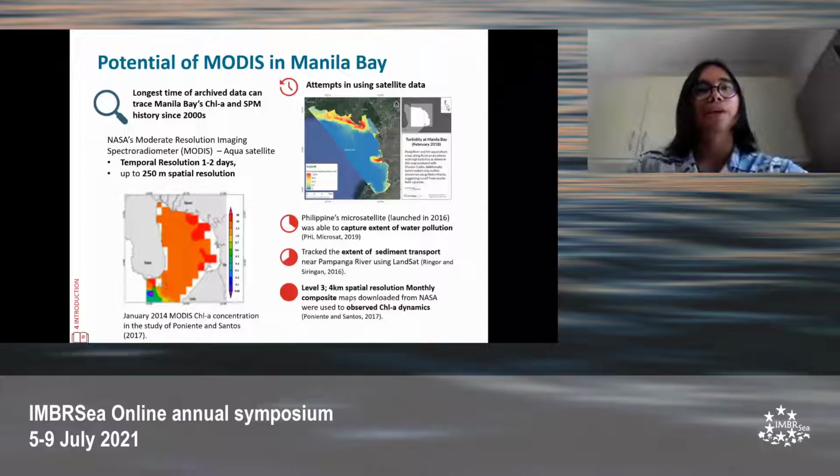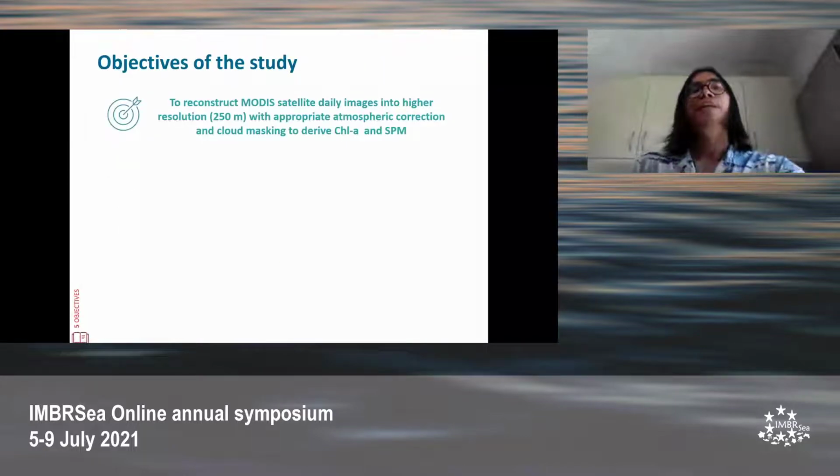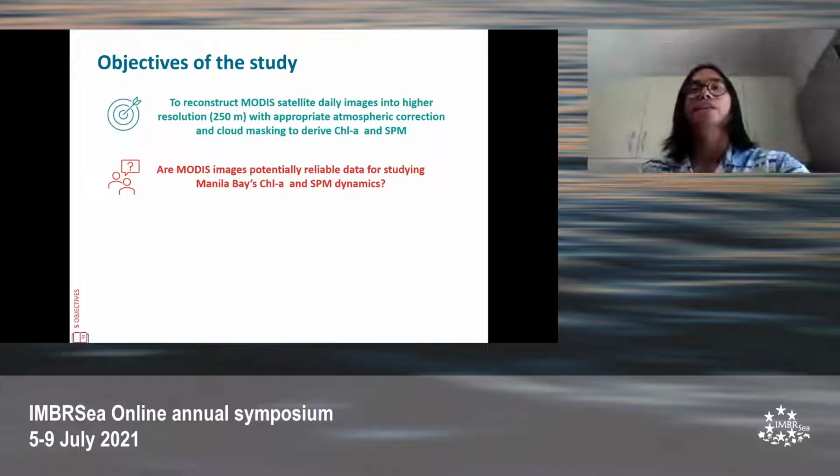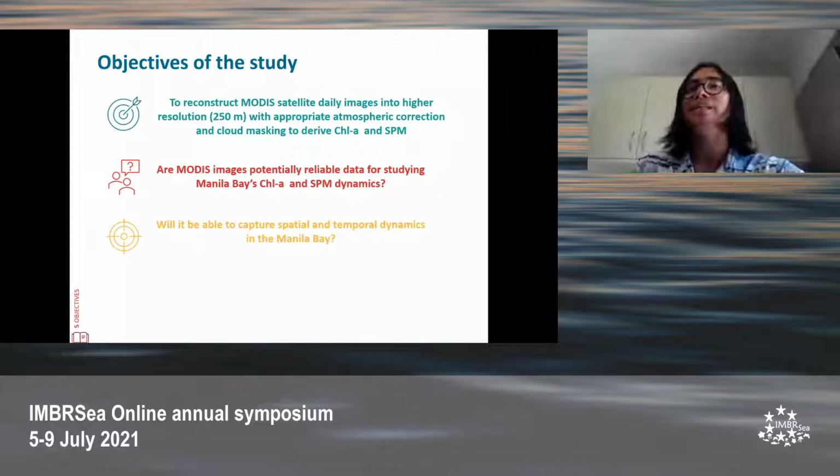Lastly, there has been no attempt to reprocess the MODIS data to accurately estimate the chlorophyll A and the SPM of the area. The study is to reconstruct the MODIS satellite daily images into higher resolution with appropriate processing parameters. And after this, we want to answer the following questions. Are the MODIS images potentially reliable data for studying Manila Bay's chlorophyll A and SPM dynamics? And the second one would be, will it be able to capture the spatial and temporal variability in Manila Bay?